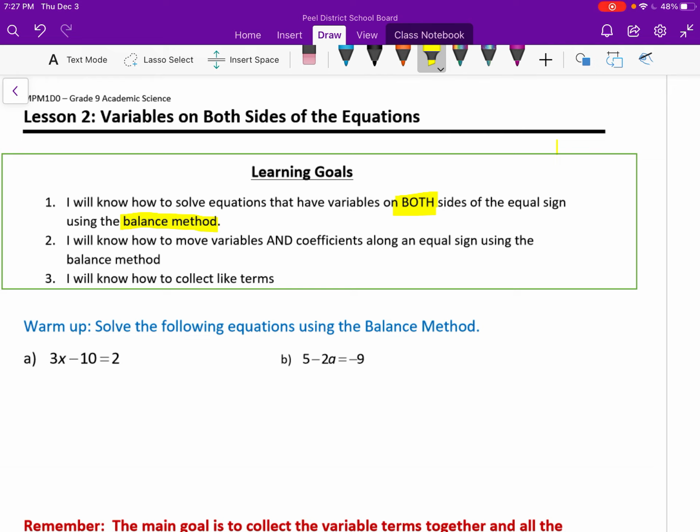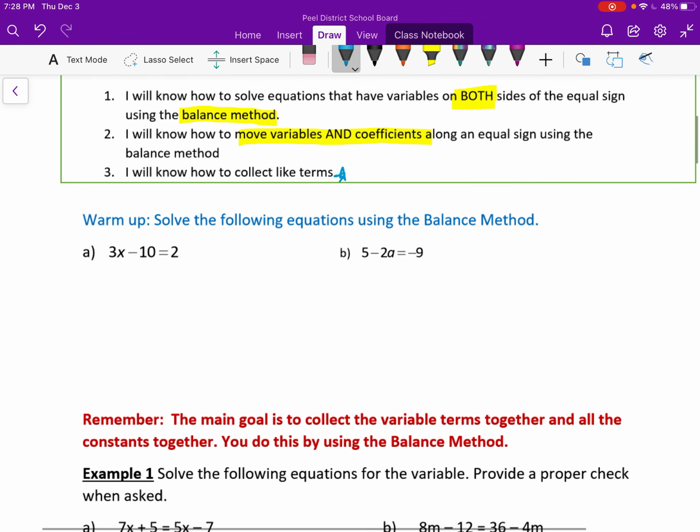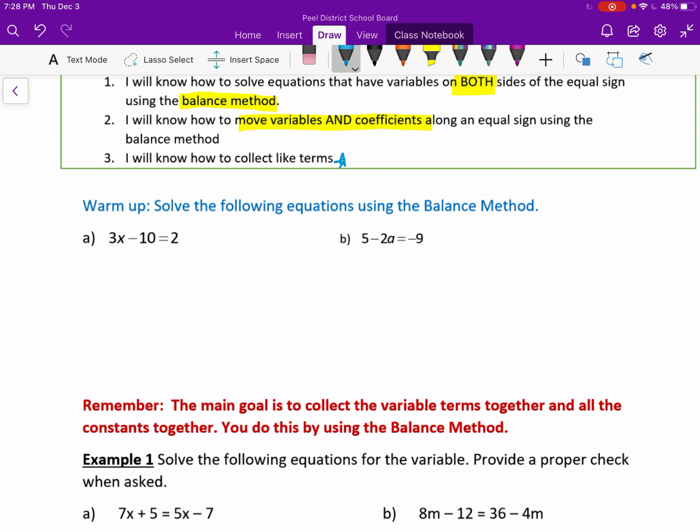You'll know how to move variables and coefficients along the equal sign using the balance method, and you'll know how to collect like terms, which we've already gone through, so this is kind of a review. So we're going to solve the following equation using the balance method. This is a review from last class, but we're just going to go over it again.